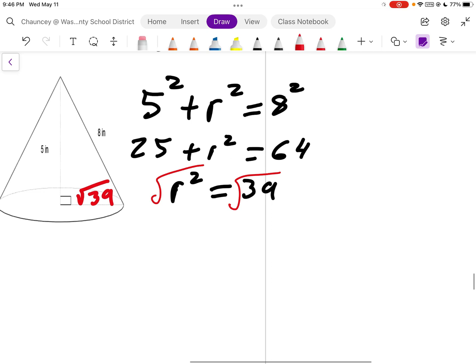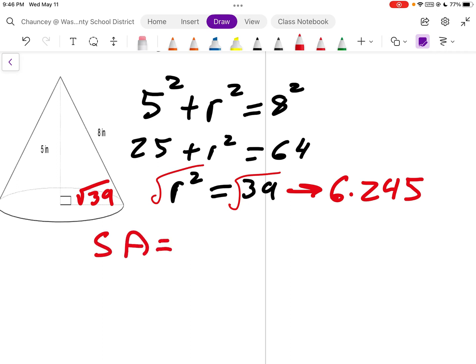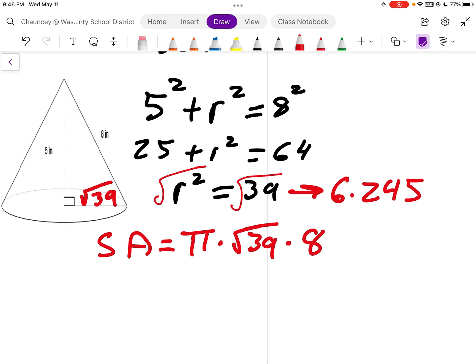Okay, so you can say the square root of 39, if you plug that in your calculator, it ends up being 6. Let's do that real quick. Hang on a second. Square root of 39 equals 6.244, so we'll say equals 6.245. All right, well, we're going to keep it square root of 39. So our surface area is going to end up being pi times the square root of 39. I leave it like that because it's more accurate. Times our slant height, which is 8.